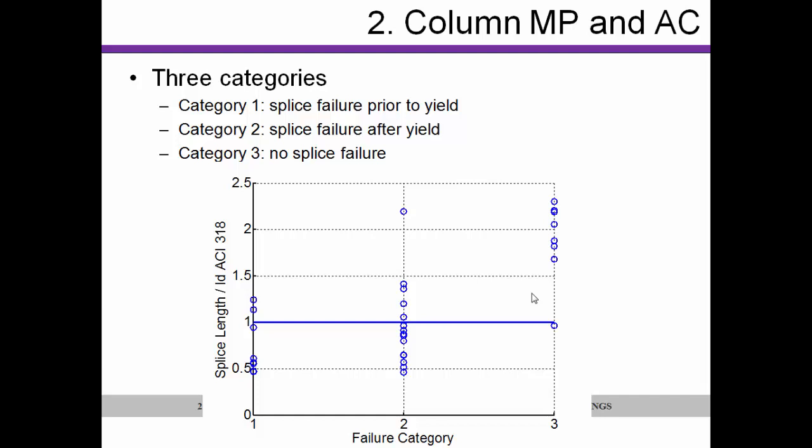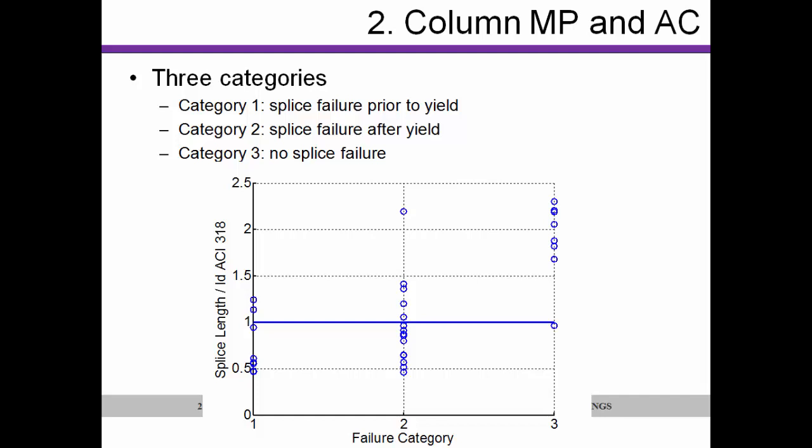So category 1 is splice failure before flexural yielding. Category 2 is splice failure after flexural yielding, and category 3 is no splice failure experimentally. And so if you look at the splice length versus the development length in ACI, a value below 1 means that the method says there should be a splice failure. Above 1, it's no splice failure.